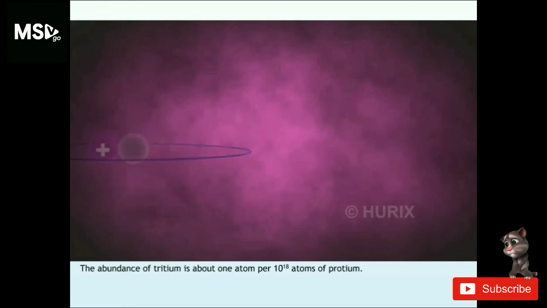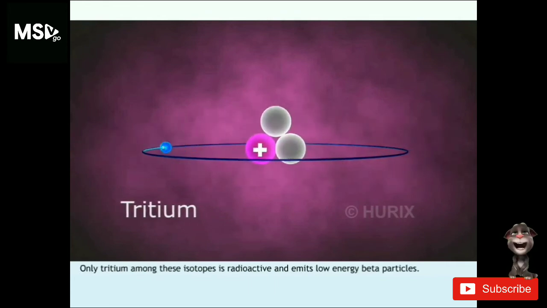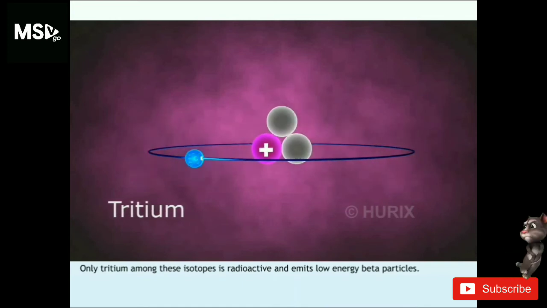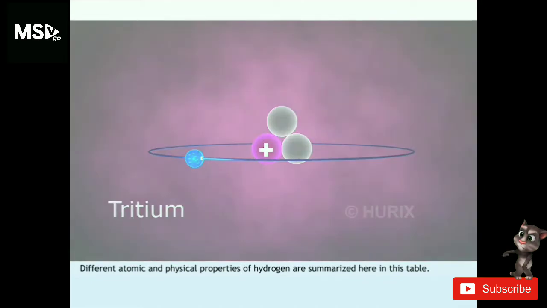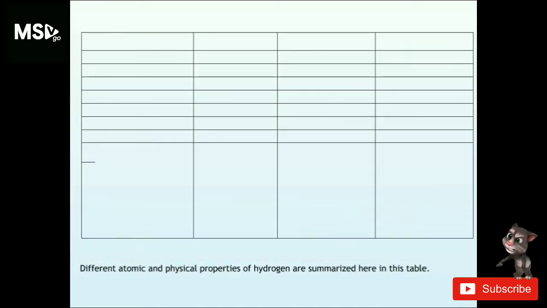The abundance of tritium is about 1 atom per 10^18 atoms of protium. Only tritium among these isotopes is radioactive and emits low-energy beta particles. Different atomic and physical properties of hydrogen are summarized here in this table.